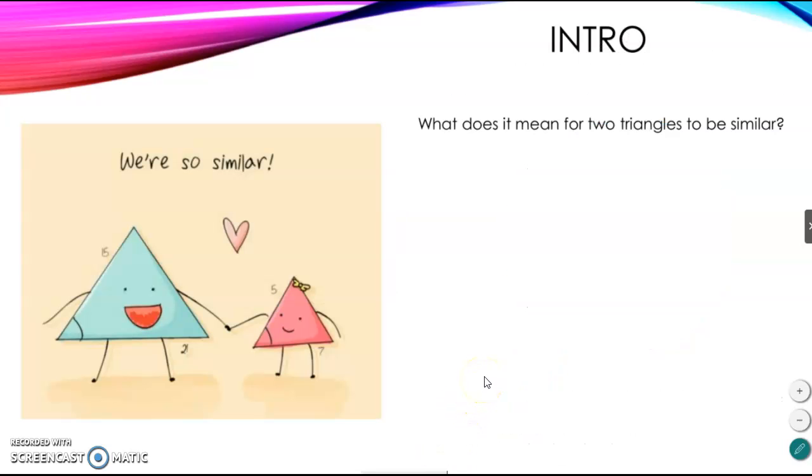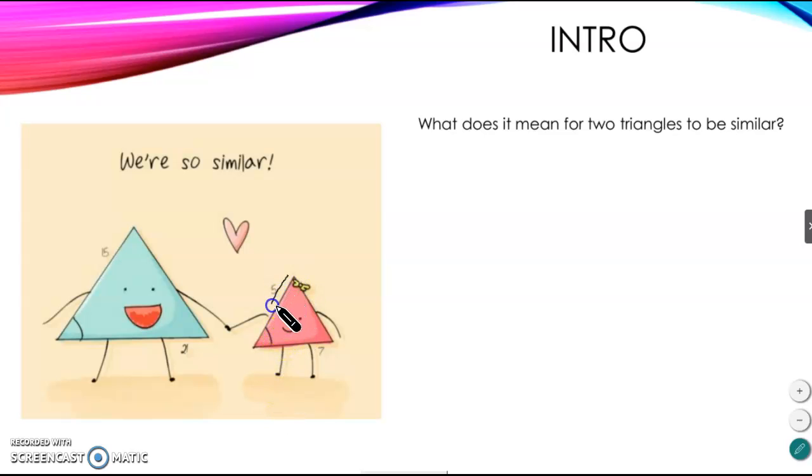So to get started, I want to ask, what does it mean for two triangles to be similar to each other? I have this little cartoon that I found here, and take notice that the two triangles say that they are similar, and it has some of their sides labeled here too. Take note of the 15, this is a 21 if you can't see it, a 5 and a 7. What are some of your thoughts on what it means for triangles to be similar to each other?